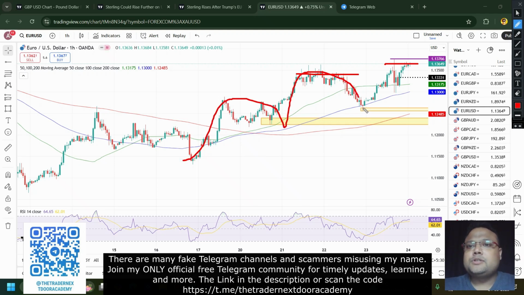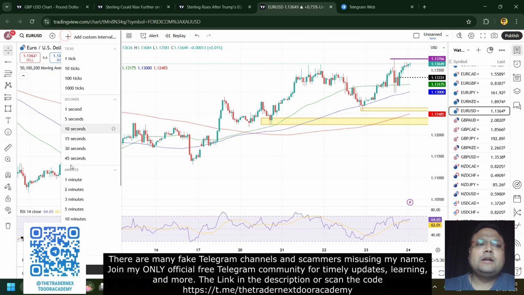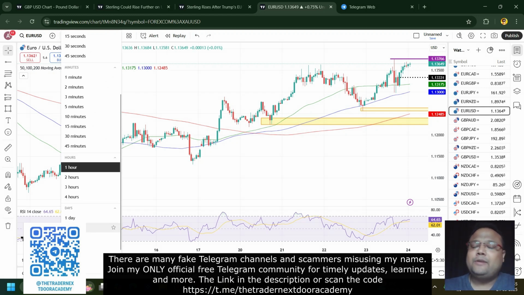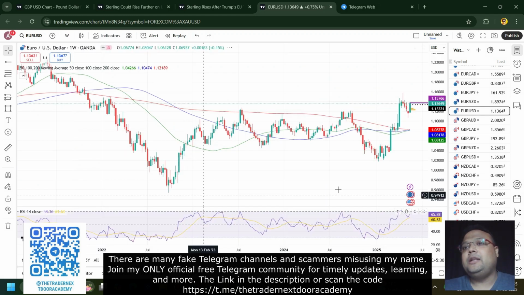In this market structure, if you have a buy position, you can hold it, because not only is the market bullish technically, but fundamentally the market is bullish. So if you have any buy, hold your buy position, because further upside is very much possible, and we can expect Euro USD to continue the upside.